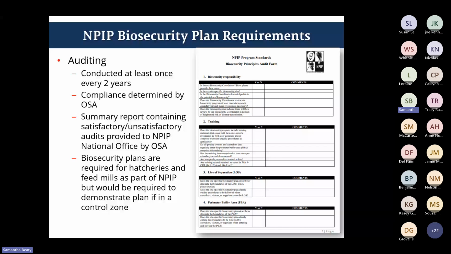And if you're in a control zone, we're going to have very specific expectations for you. But at the same time, those expectations may not be a bad idea to voluntarily implement, just knowing that you're in the flyway where birds are moving, and making sure that people are aware that they're doing everything that they can to use boot covers or whatever that looks like. That may be a small thing, but could really prevent a lot of heartache along the way.